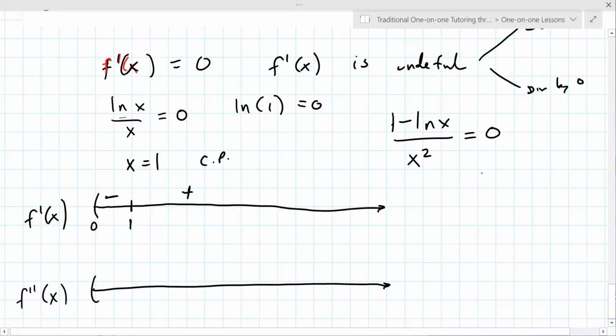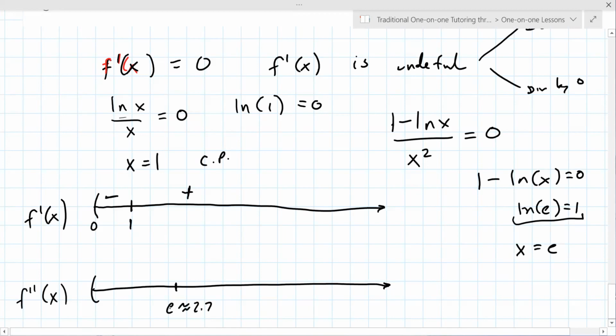So we're solving 1 minus natural log of x equals 0. The natural log of e is 1. So this is just reminder stuff. When x equals e, that's your critical point. E is about 2.7, so just to get that lined up nicely.